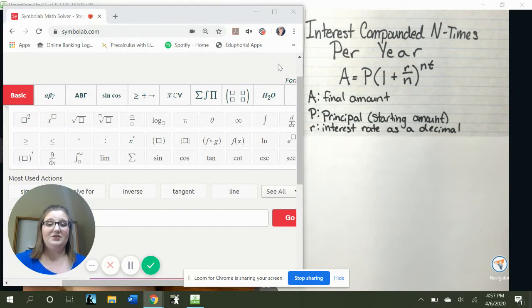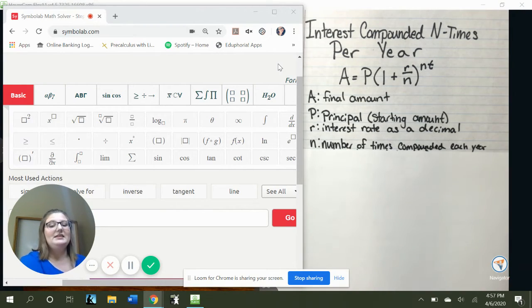And we're still going to have to convert that interest rate from a percentage to a decimal, so we can use it in this formula. And then n is the number of times compounded each year. And this is the only variable in this formula that's new. All the other variables we saw in the other formula, but now we have this n, which stands for the number of times compounded each year.